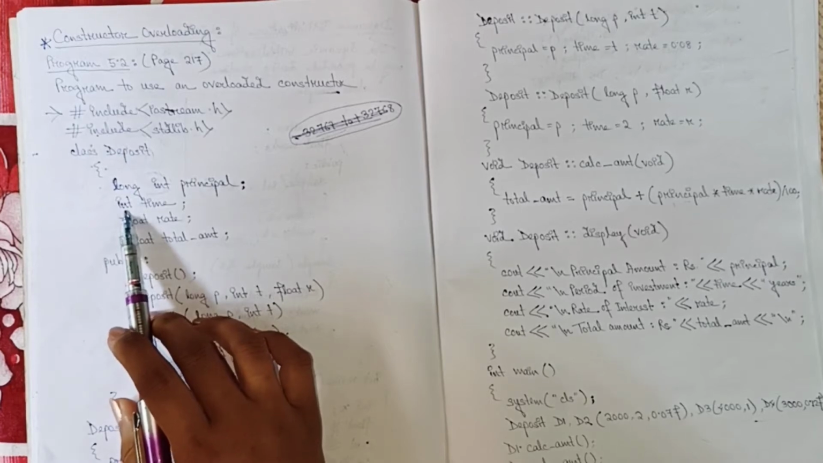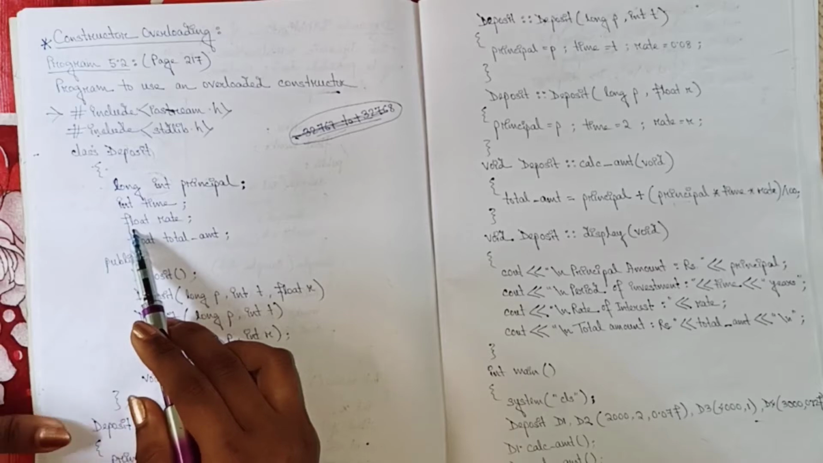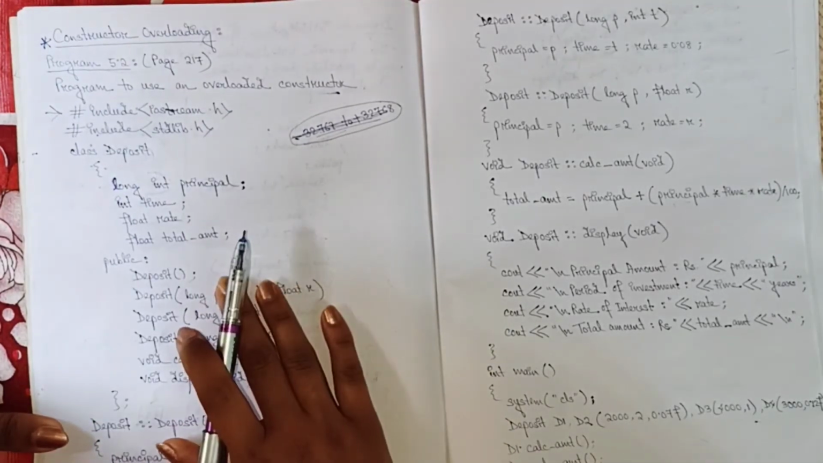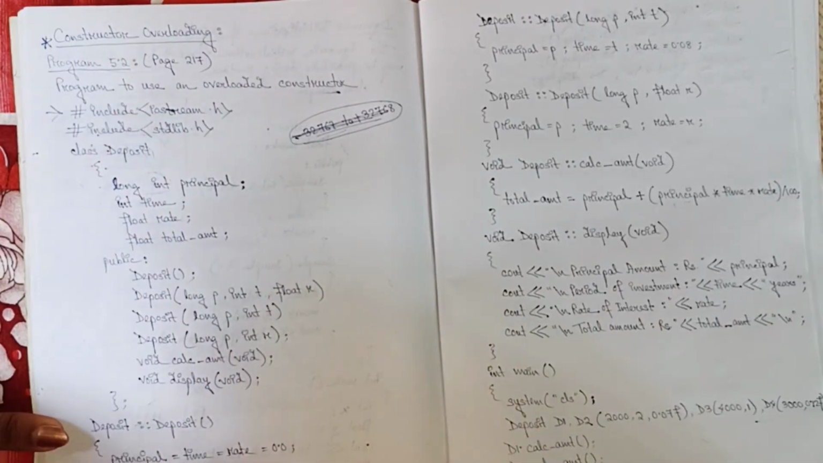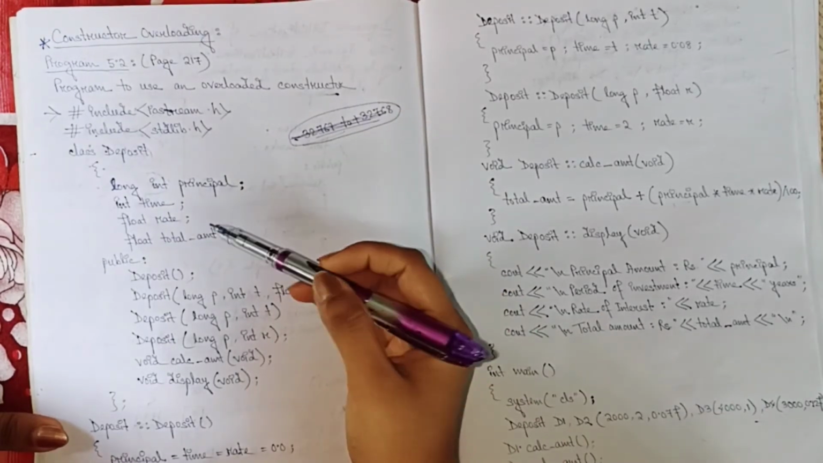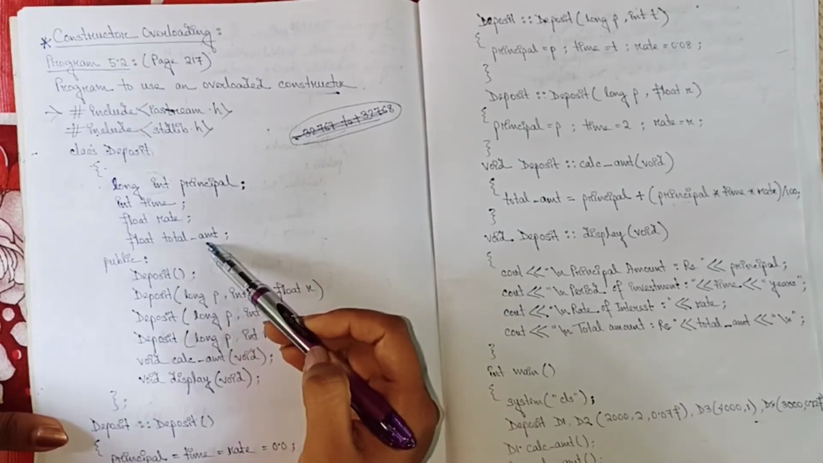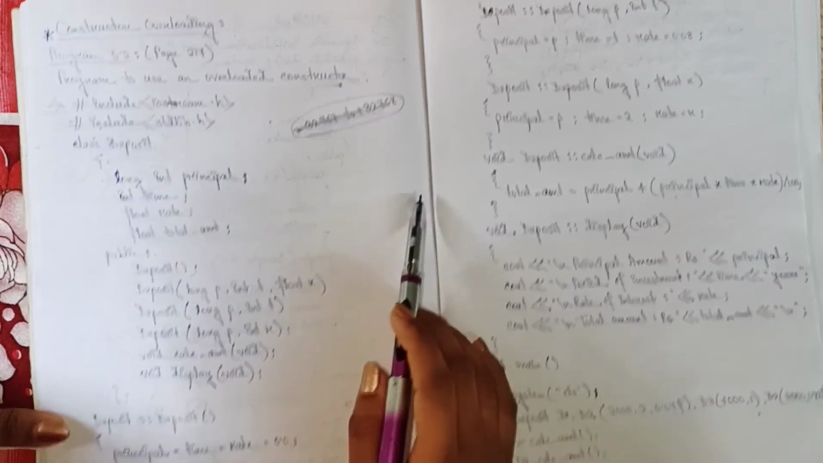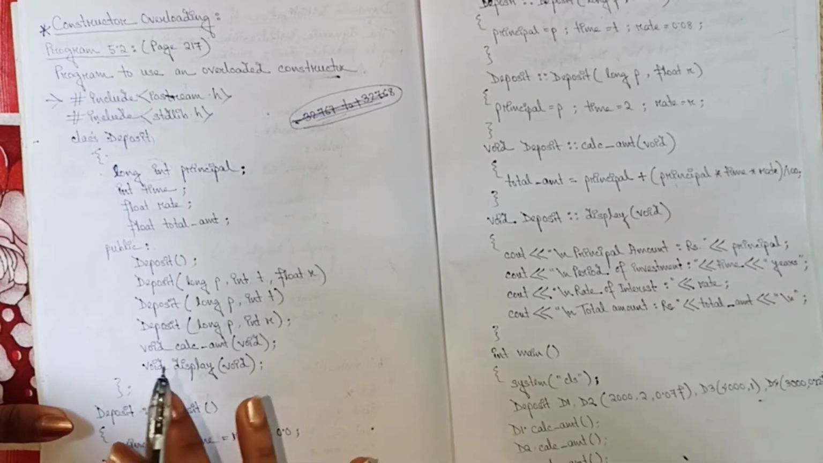Then we are taking an integer time, and we are taking a rate which is of float type. In this program we will calculate the simple interest, and from the simple interest we will calculate the amount. For calculating simple interest we take principal, time, rate, and another one, the total amount, which we have taken as float. Now total amount will be principal plus the simple interest.